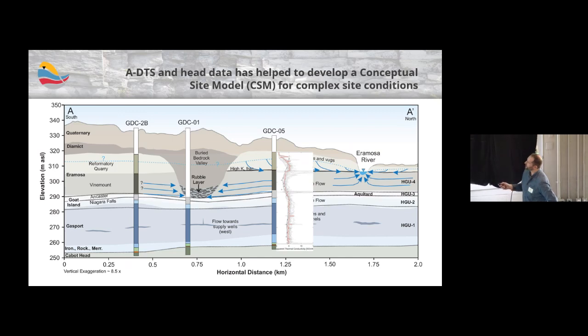We mentioned already that the Ancaster appears to be an aquitard here, and then down in the Gasport, this is going to be primarily affected by the municipal pumping.